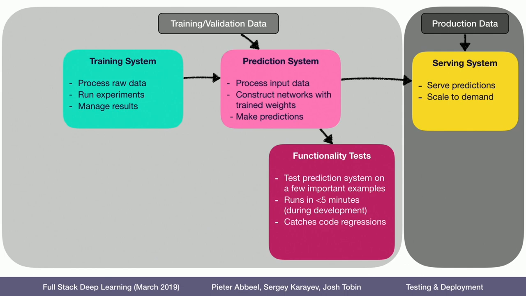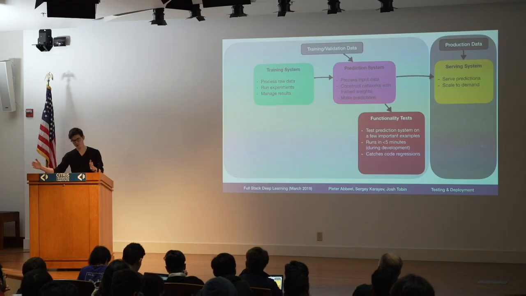It should really catch code regressions. So the idea is like, oh, I just made a typo in my code and now stuff doesn't work at all. That's the role of the functionality test, to make sure that that's not the case. Or say someone else is getting set up with my code base. I want them to be able to run the prediction test at least. Then I know that they have at least some kind of baseline.